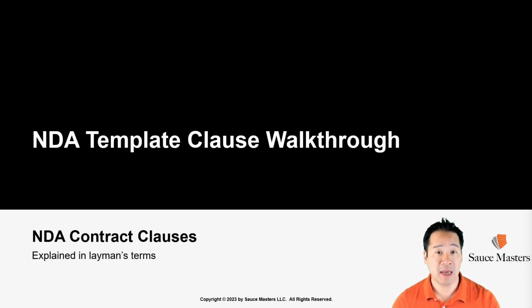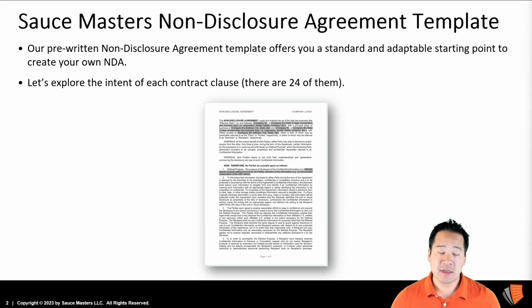Let's now talk about the NDA template. This is a bilateral template, so it's intended for the sharing of information both ways, from you to someone that you want to share with and from them to you. Our template is a pre-written document. It's got 24 clauses, and the intent is that it's a common denominator. It is a starting point where you can choose your own adventure and fill in the blank. It's going to work for almost anything.